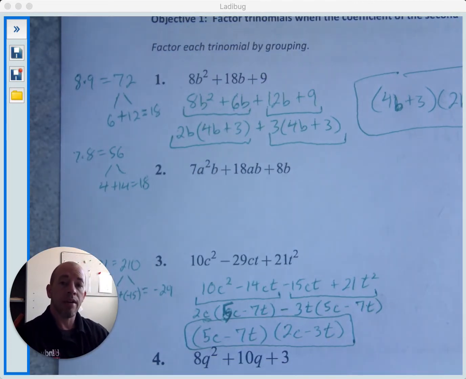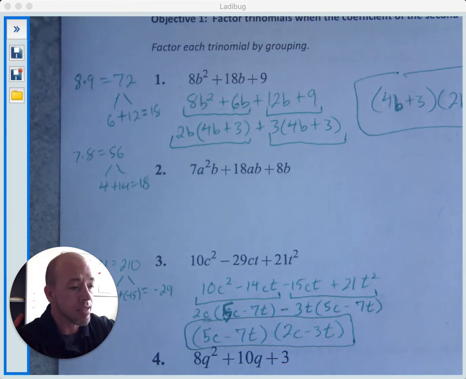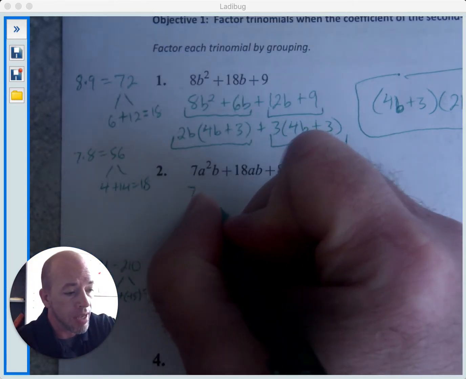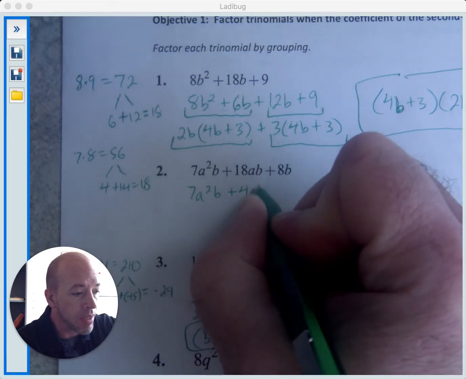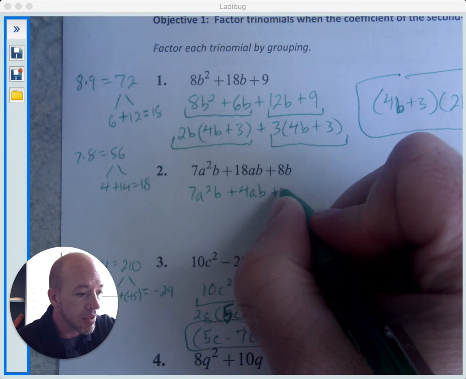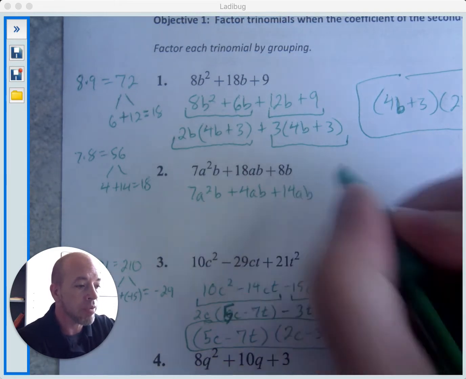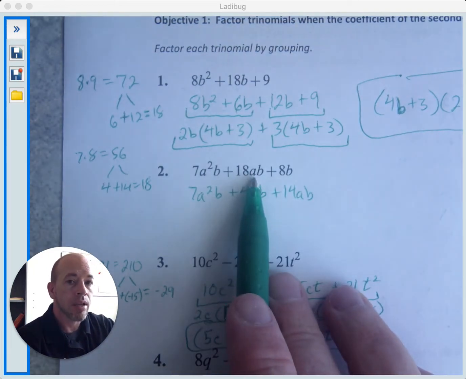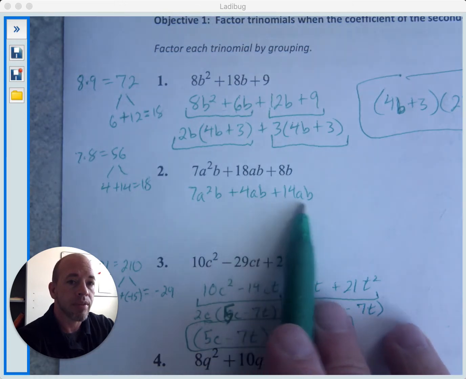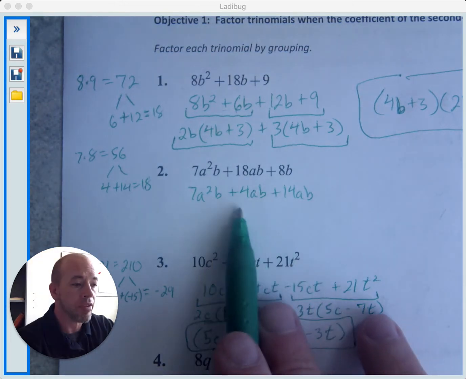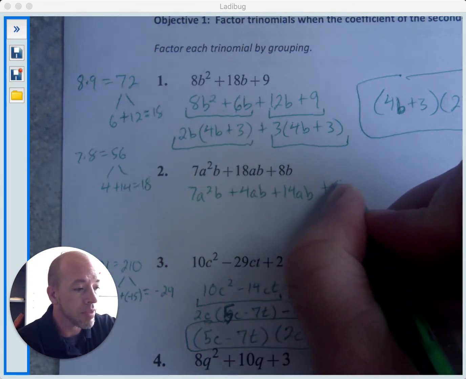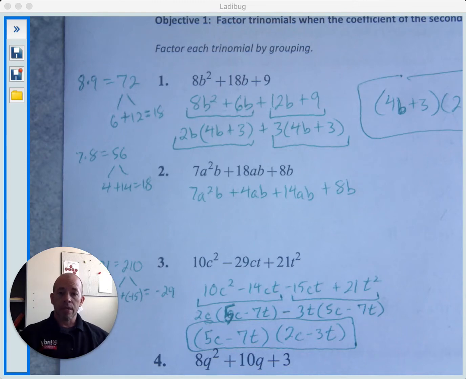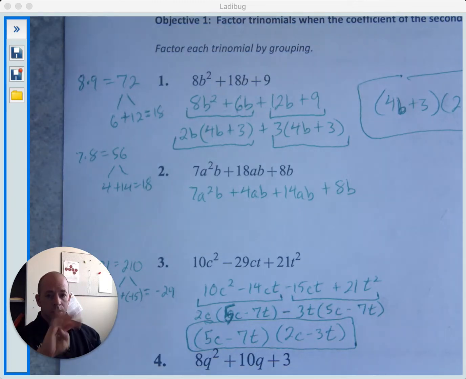So then once you have the 4 and the 14, you're going to rewrite this expression with 4 terms. 7a squared b plus 4ab plus 14ab. So we rewrite the middle term with 2 terms. We just replace the 18 with the 4 and the 14 and add those together. And then we leave the last term alone, plus 8b. All right, so we have an expression with 4 terms. And just like in section 5.1, we will try to factor by grouping.